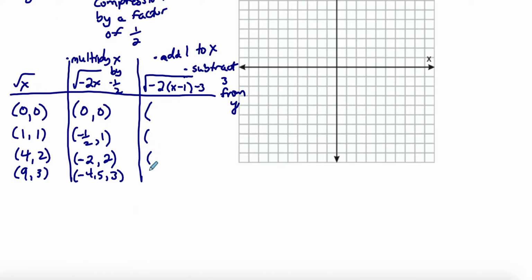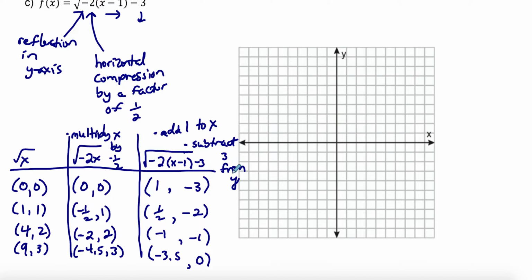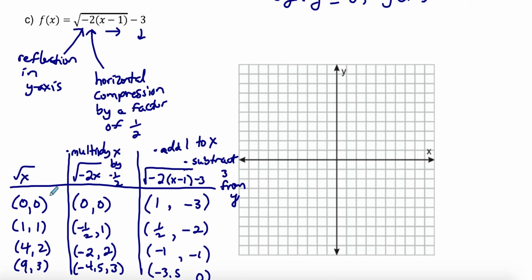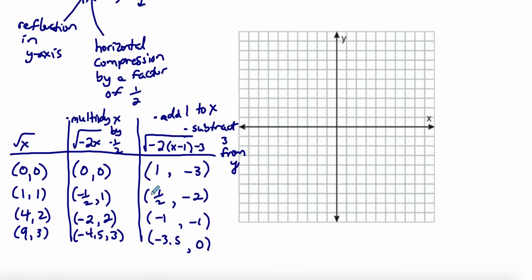So if you're like me, you'll just do one thing at a time. I'm going to add 1 to all of my x's. So I have to add 1. And then I'm going to take away 3 from all my y's. So -3, -2, -1, and 0. And even though this equation looked fairly complicated, by just breaking it down into steps, we have a new set of ordered pairs that we can graph.